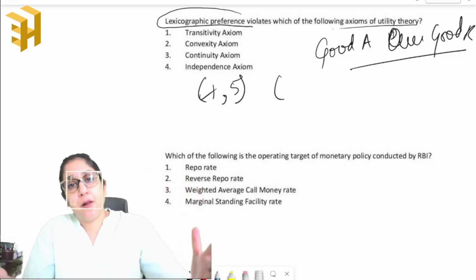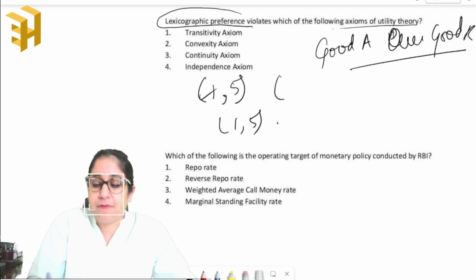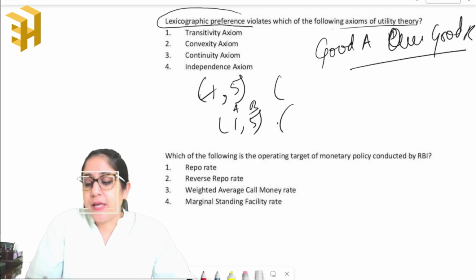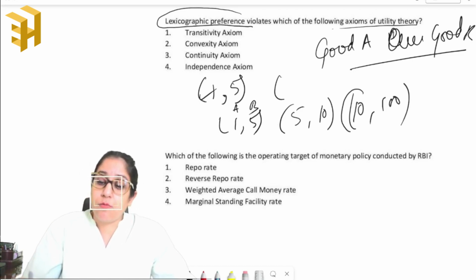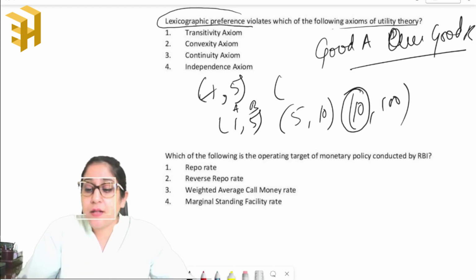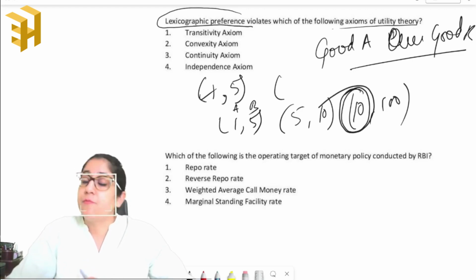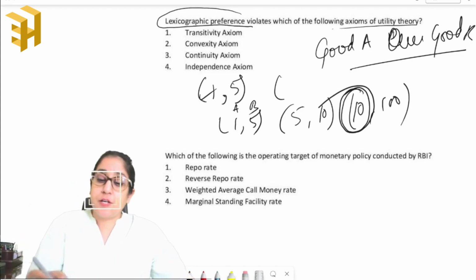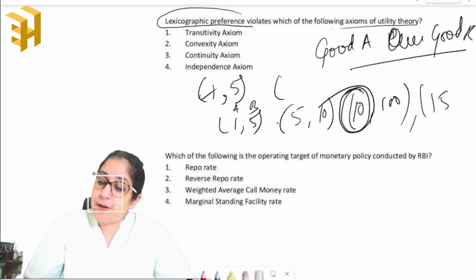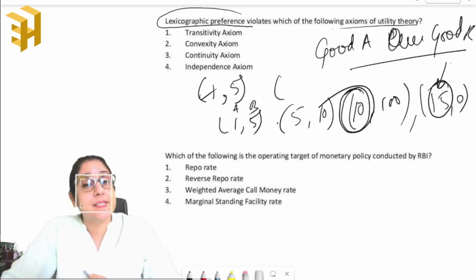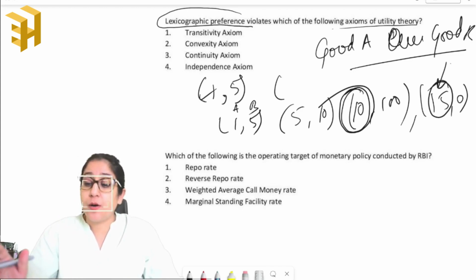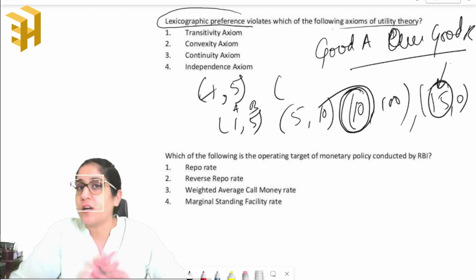If you're given several bundle options, for example 1, 5, this is A, this is B, then you are given 5, 10, okay, say for example 10, 100. In this case also, you will always choose 10. The bundle with maximum A will be chosen. Or if you are given another bundle of say 15 and 0, then also you will choose this one, the maximum A. You will not care whether you are getting 0 amount of B. You are not concerned with that.